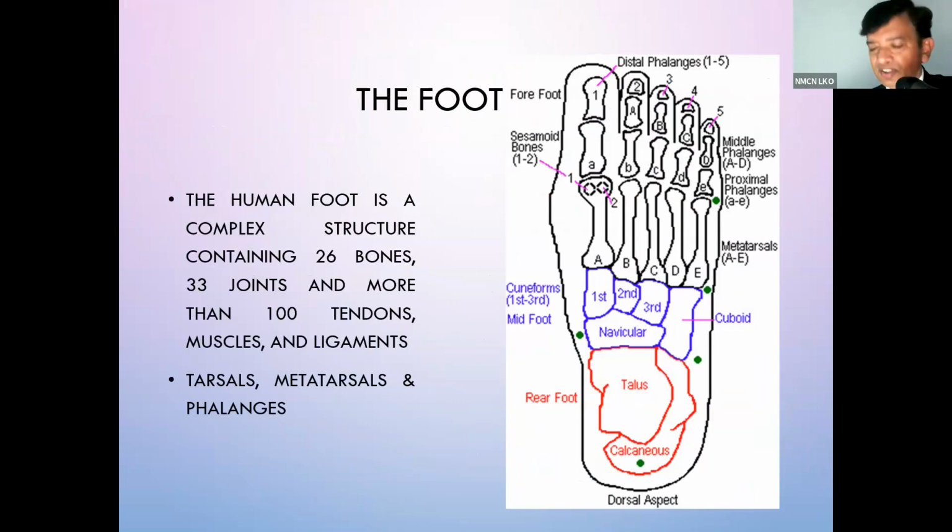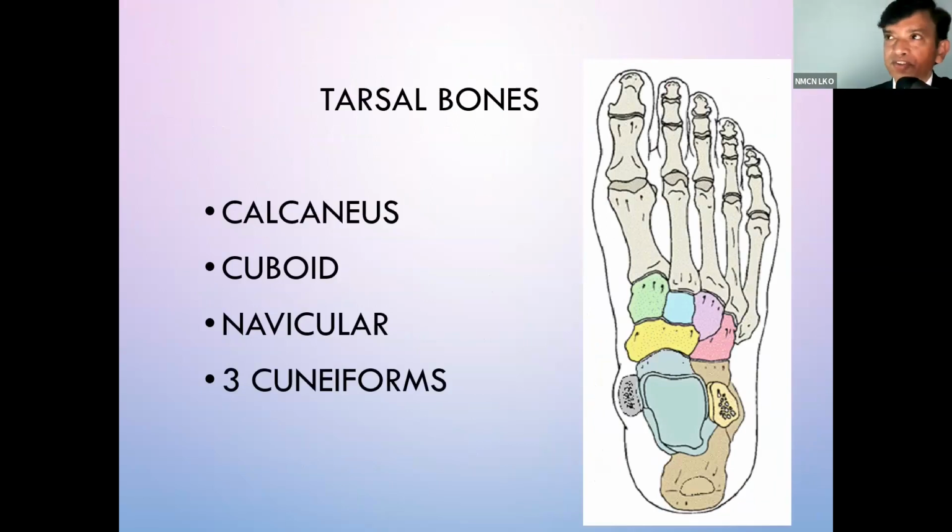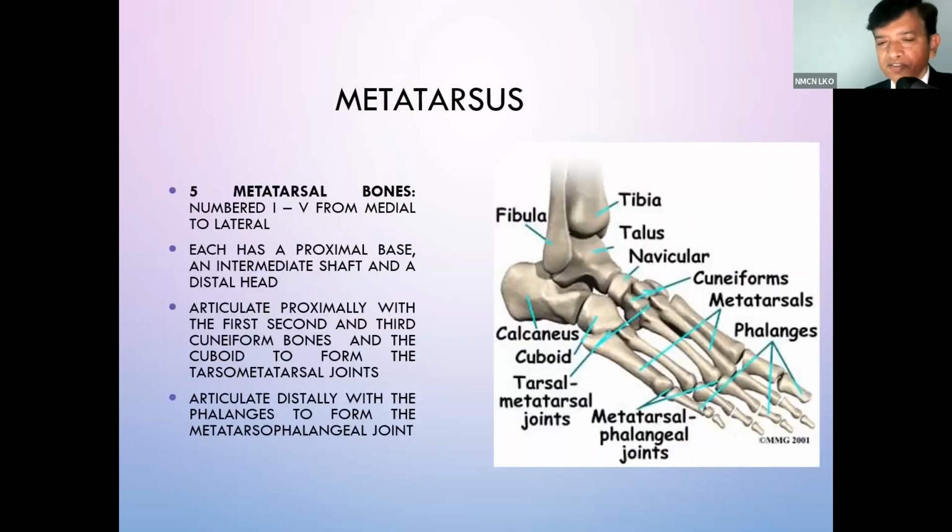So that's why it is very important to know all these structures before proceeding to the surgery or management of diabetic foot ulcers. So the major bones are the calcaneum, cuboid, navicular, and cuneiforms. These are the tarsal bones, and then the metatarsals. Metatarsals 1 to 5 have a shaft, head, and the proximal part, and distally it is connected with the phalanx.